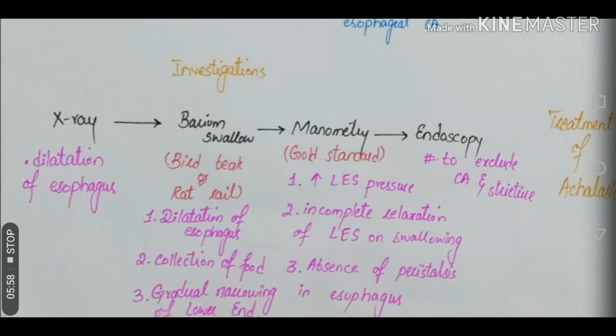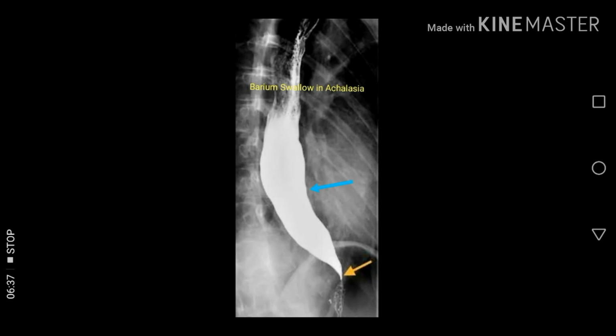Now let me show you an actual barium swallow to have a better understanding of how a patient of achalasia will appear on barium swallow. Now this is the barium swallow in an achalasia patient. You can see with an orange arrow at the lower end that there is narrowing of the lower esophagus because of contracted lower esophageal sphincter. A bit higher to that point, there is dilatation of the esophagus, and this dilatation is because of collection of food because it cannot enter from esophagus into the stomach.